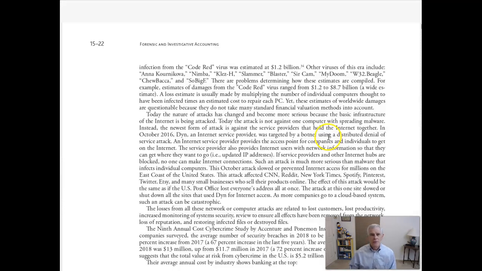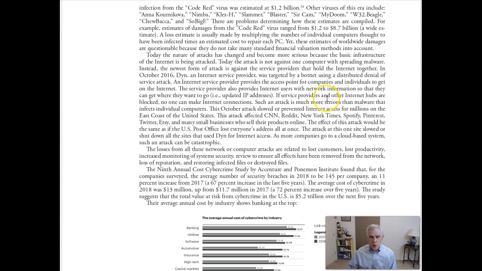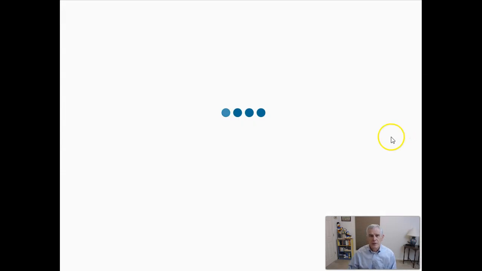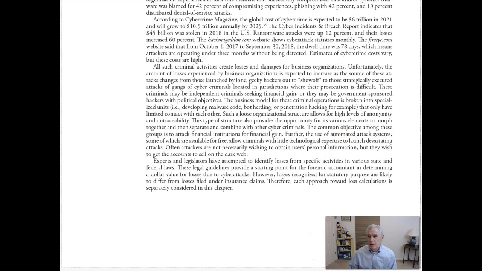Next page. And this you can read. It gets into detail about all these viruses that have come out over the years. Billions of dollars have been lost. And here, skip.